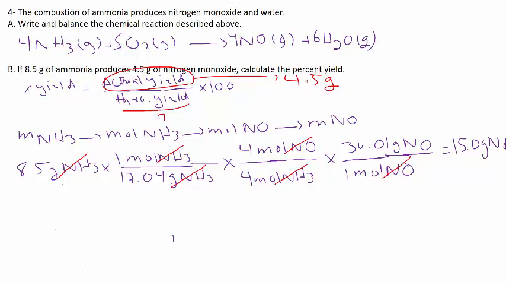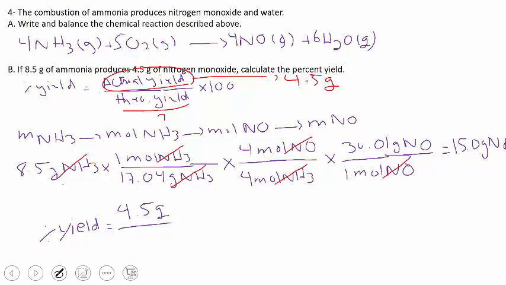Now to find the percent yield, that's going to be the actual yield, which is 4.5 grams, over the theoretical yield, which is 15 grams, times 100. And that will give you 30%.